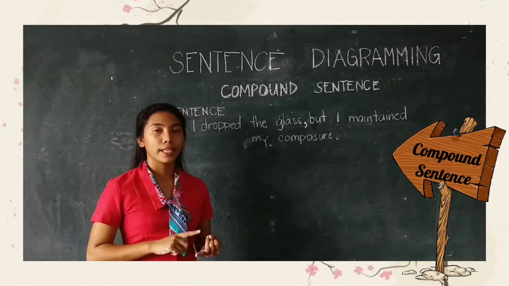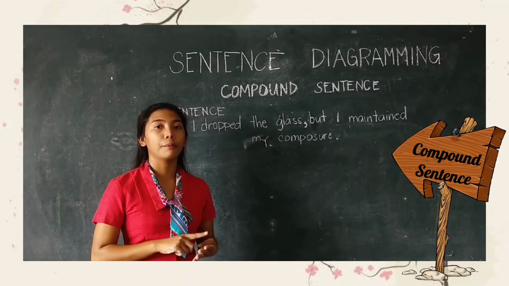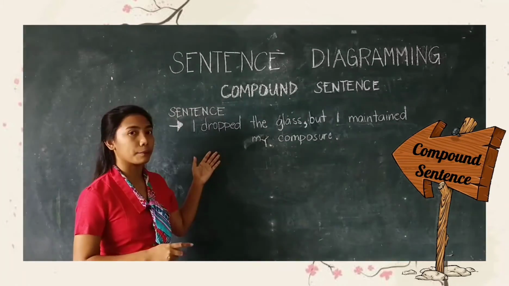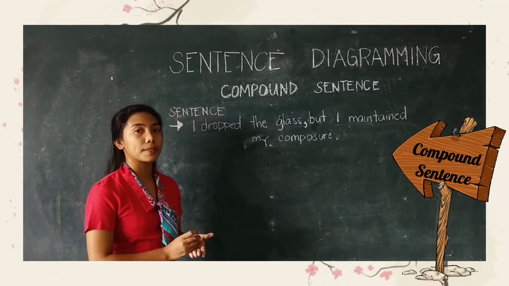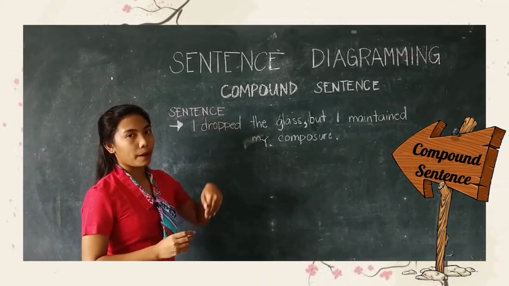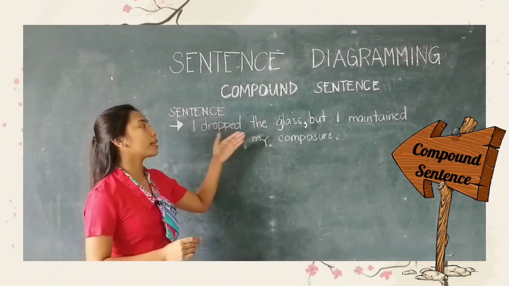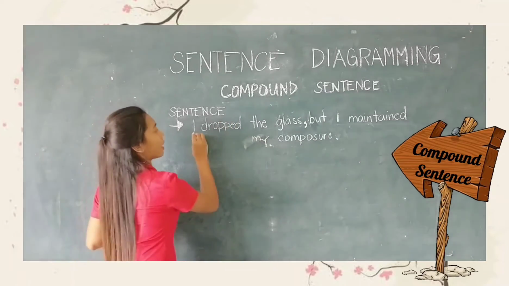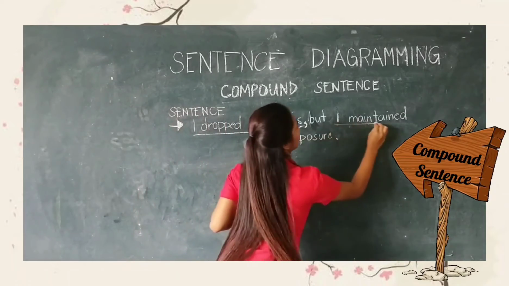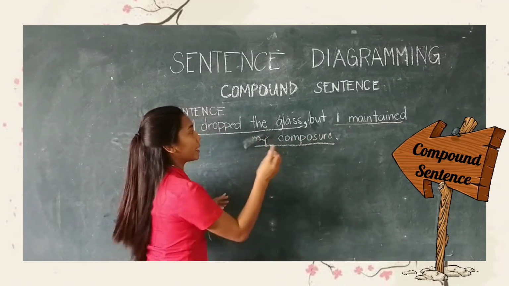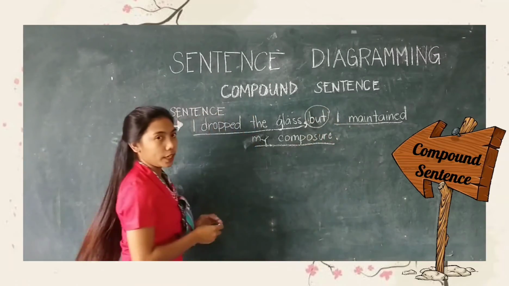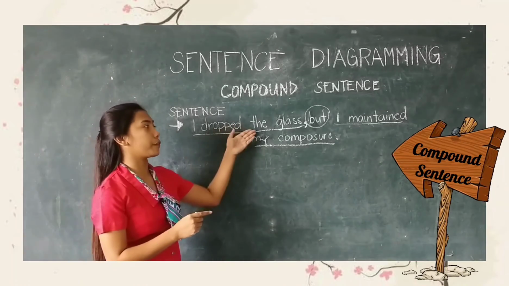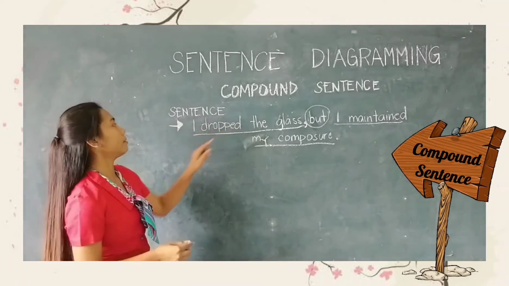For, and, nor, but, or, yet, and so. Let us try to diagram this example sentence while I am giving you some steps that can be applied in diagramming a compound sentence. So, I dropped the glass but I maintained my composure. So it is a compound sentence because it has two independent clauses which are connected with a coordinating conjunction. So the first step to diagram a compound sentence is to diagram the first clause. So let us diagram this one.